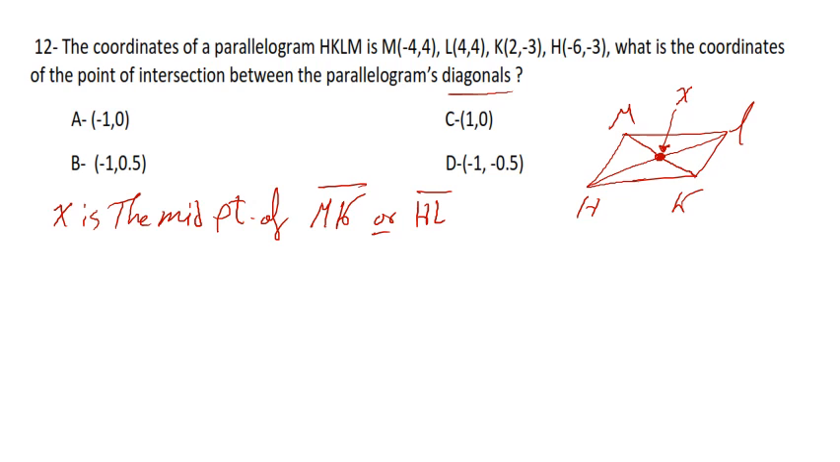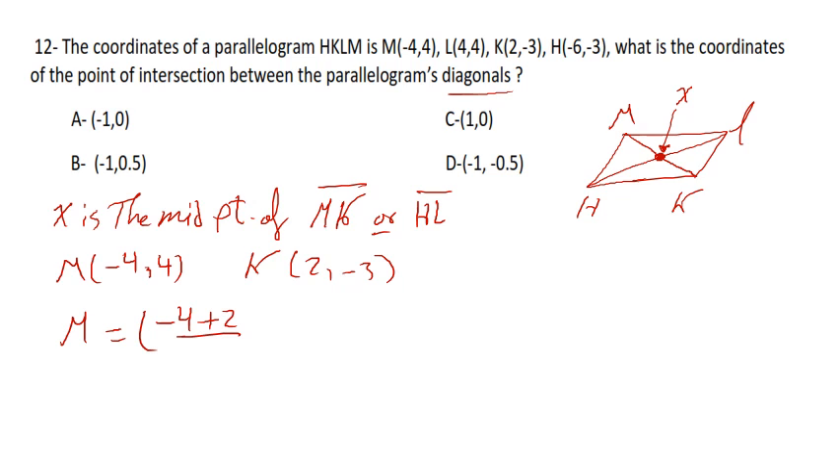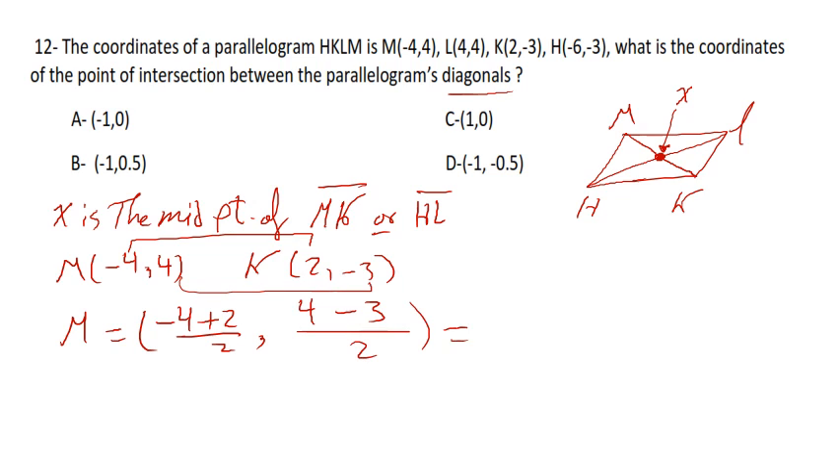So let's figure out the midpoint of MK. M is negative 4 and 4, and K is 2 and negative 3. So the midpoint is negative 4 plus 2 divided by 2, x1 plus x2 divided by 2, and y1 plus y2, 4 and negative 3 divided by 2. So it's negative 2 divided by 2 and 1 over 2, which is equal to negative 1 and half. So the right answer is B.